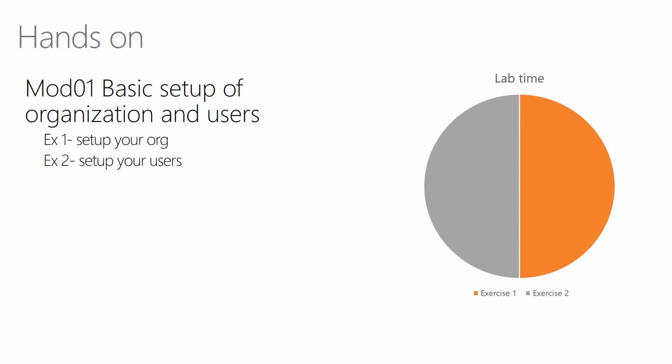From here, I'm going to encourage you to go get some hands-on. I've asked you to follow along with my demonstrations, but we do have some hands-on lab documents available. And in this one, for this first module, we'll walk you through the steps of setting up your organization and some of the important organization settings, as well as setting up your users and giving them licenses and the appropriate roles.